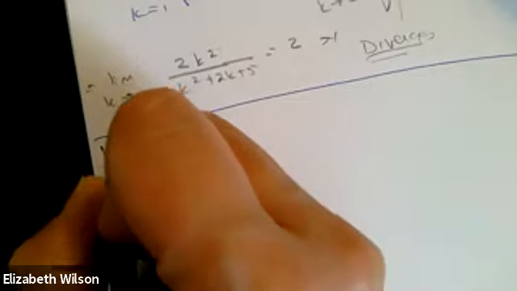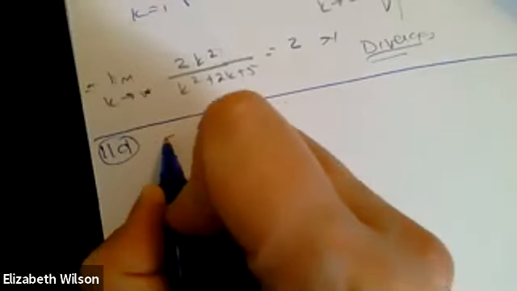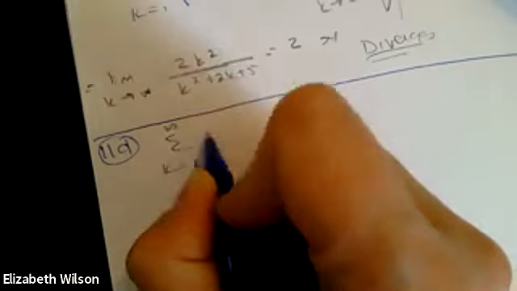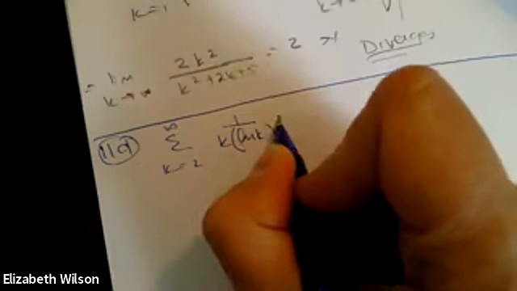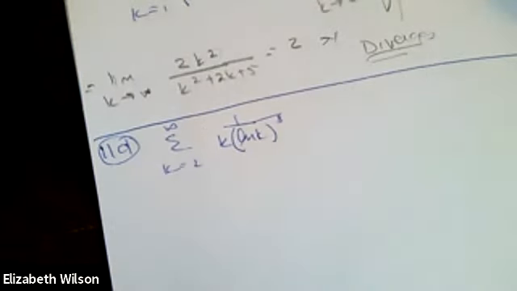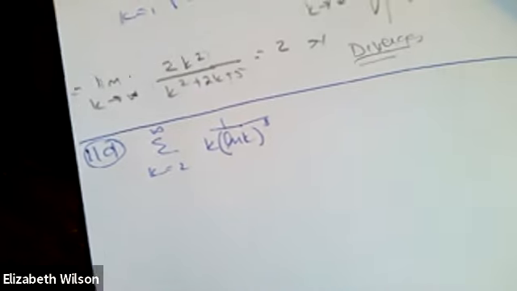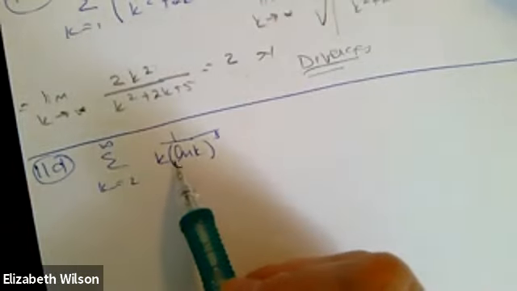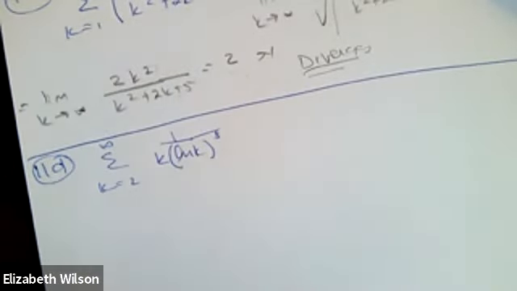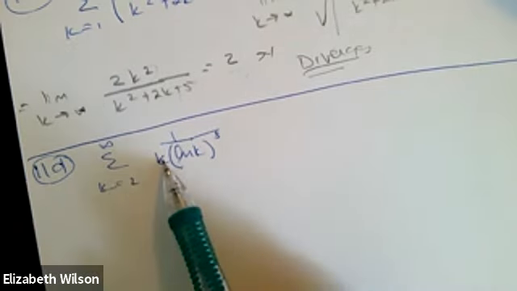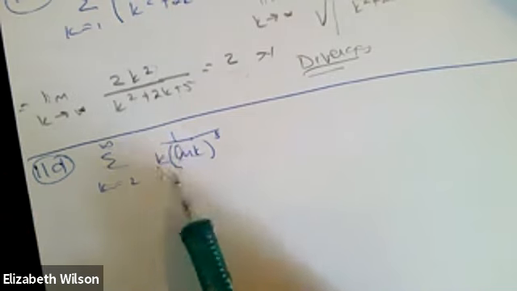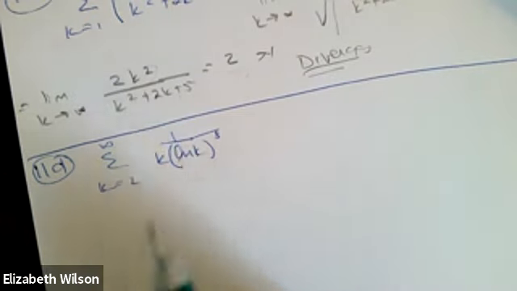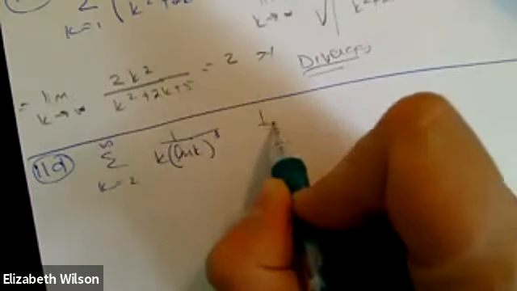Okay, part 11D. Right, so in this particular case, we're dealing with 1 over k ln of k to the cube. Anytime I see an ln of k and I've got a 1 over k in there already, 1 over k is the derivative of ln of k, which means that I've got a derivative built into the function that I'm working with. So I can start thinking about using something like the integral test.